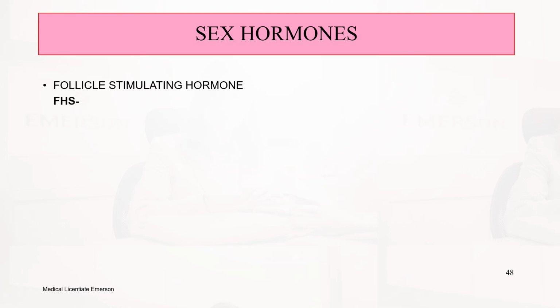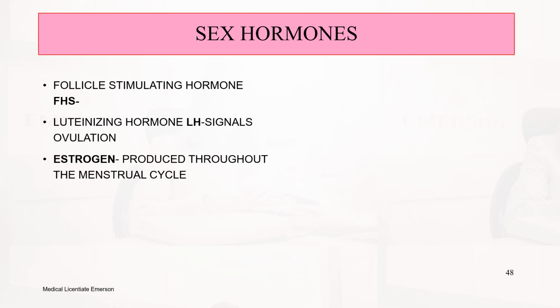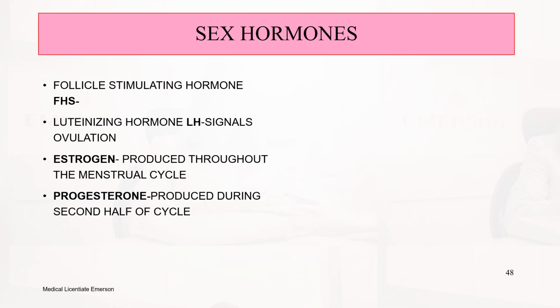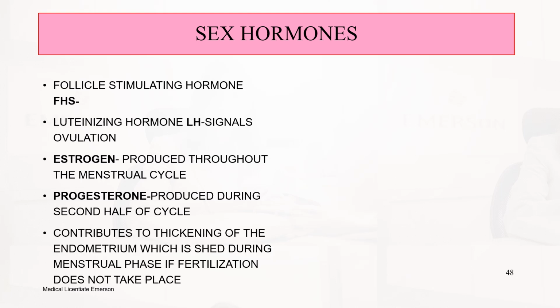So there are 6 hormones that you need to know about. We have one, the follicle stimulating hormone, which is FSH. Then you have luteinizing hormone, which signals ovulation. Then you have estrogen, which is produced throughout the menstrual cycle. Then you have progesterone, which is produced during the second half of the cycle, and progesterone is the hormone of pregnancy. Then progesterone contributes to thickening of the endometrium, which is shed.